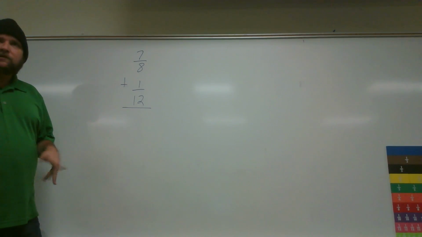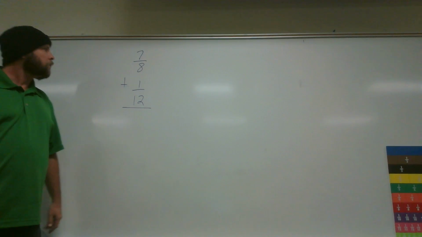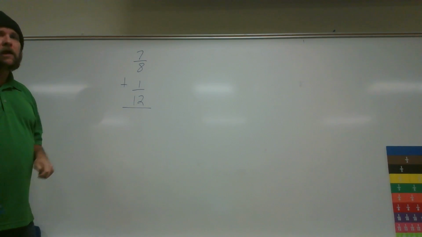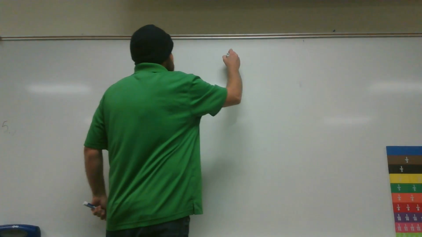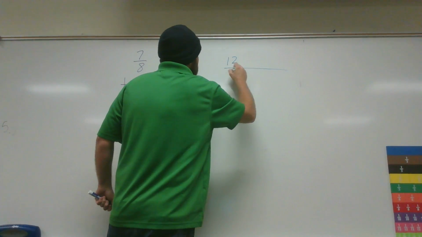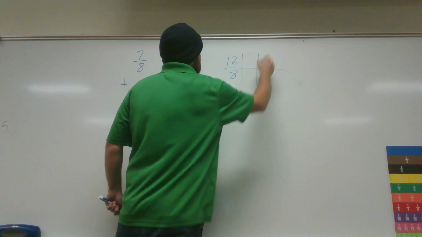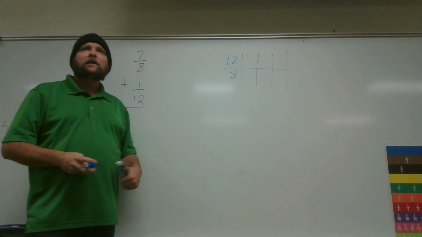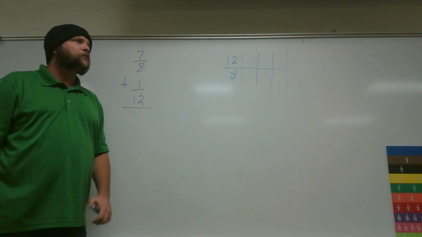All right. Can we add these the way they're currently written? No. Why not? Denominator. We need a common denominator. Right now, my two denominators are 8 and 12. So let's take my denominators, 12 and 8. And this is where having a multiplication chart would come in handy, because I can list my multiples of 12 and my multiples of 8.